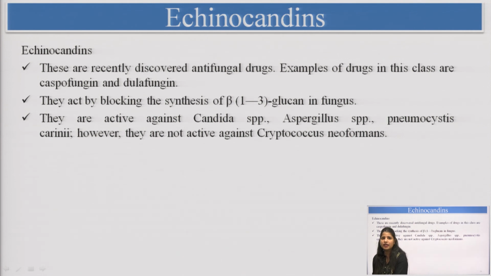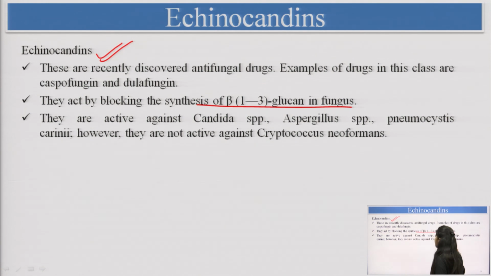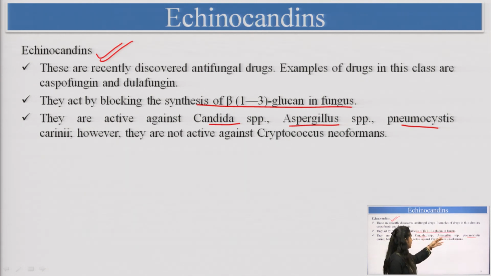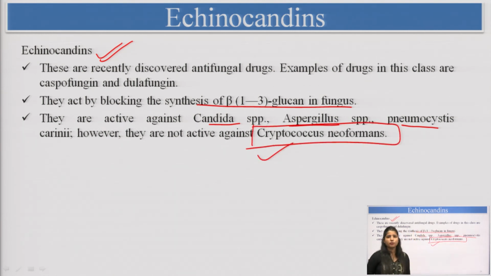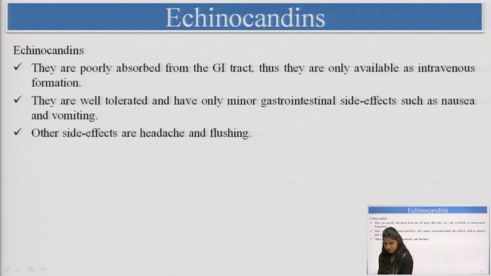Last are the Echinocandins, which are the newest drugs. They inhibit beta glucan synthesis, and ultimately beta glucans will not form. It is active against Candida, Aspergillus species, and Pneumocystis pneumonia, an infection caused by one of the fungi, but it is not effective against one of the systemic infections, which is caused by Cryptococcus neoformans.